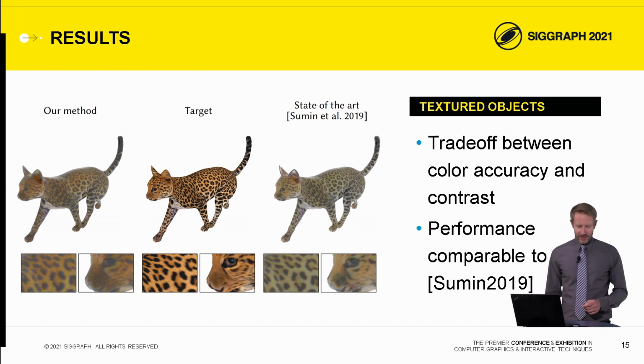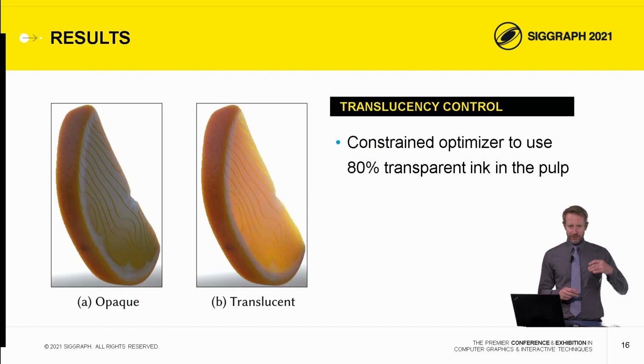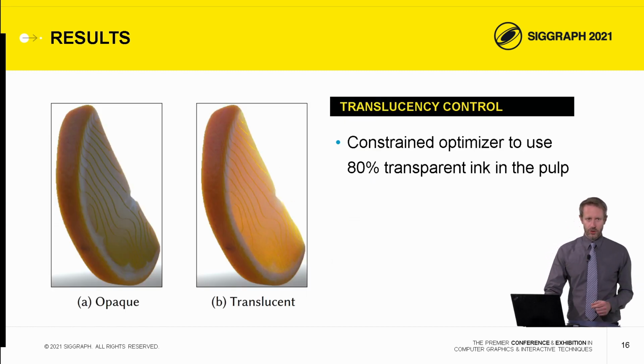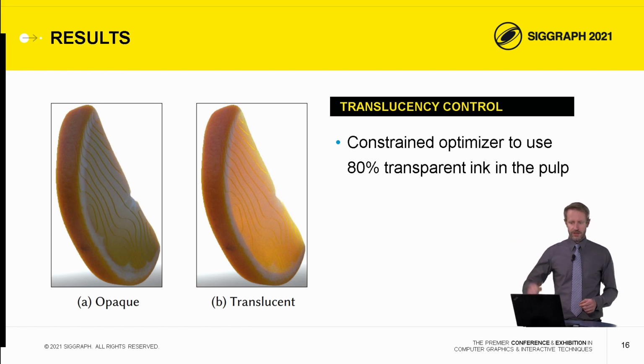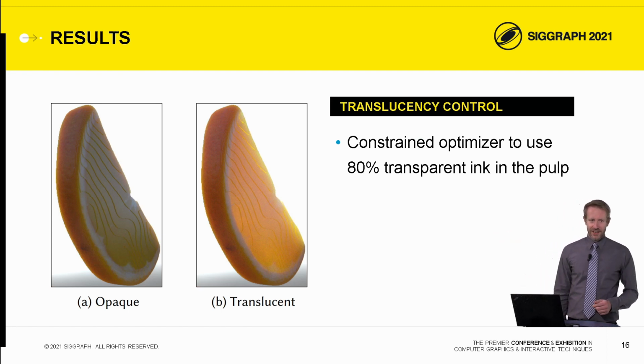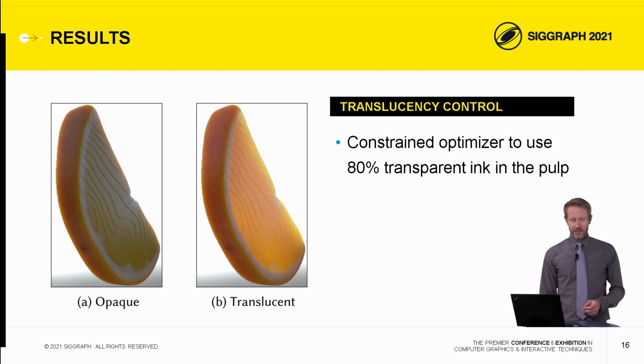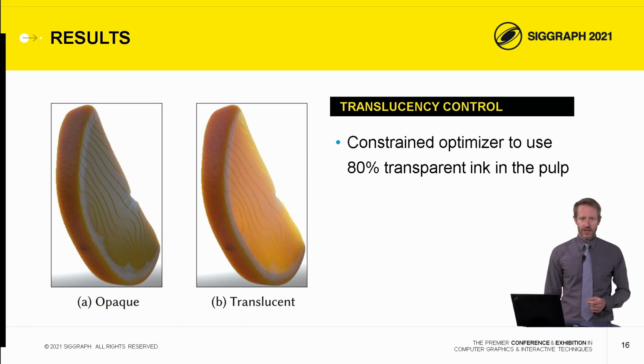So I was claiming that our method also incorporates several aspects that previously required specialized solutions. So here's one use case of that. You can see here an orange slice where on the left image we let the optimizer choose freely the material mixture, and for the right image we constrained the optimizer to use an 80% transparent mixture for the pulp part of this orange slice, and you can see it results in a very natural looking translucent appearance.